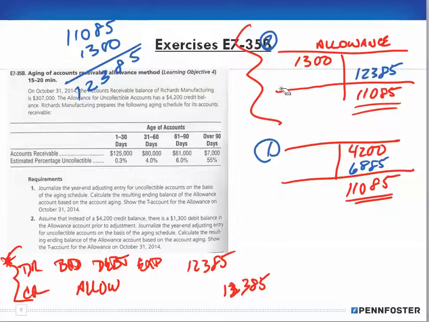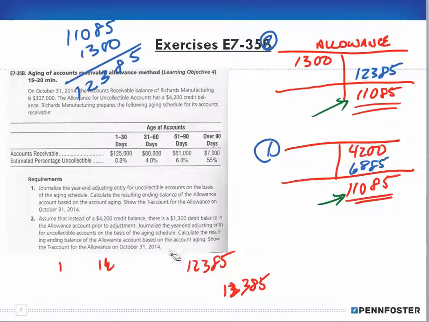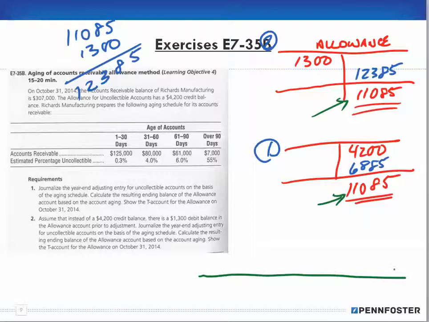Okay. Now, how do we do the math? Because remember, we're backing into this balance, right? We have a starting balance, and let me erase this here. So go ahead and pause the video and write that down if you have to. We're doing the math, and we started out with a balance of 4,200.